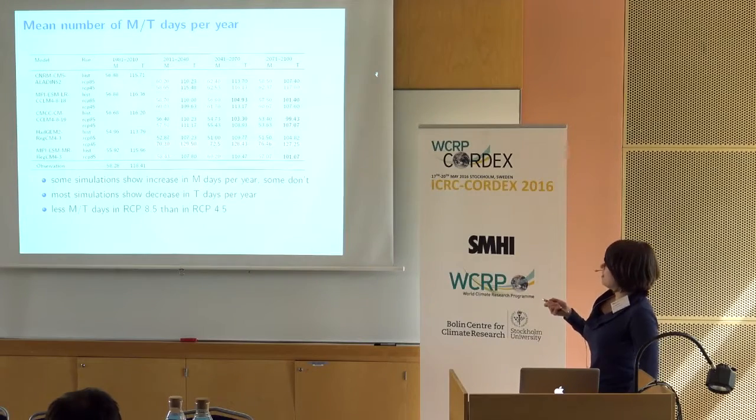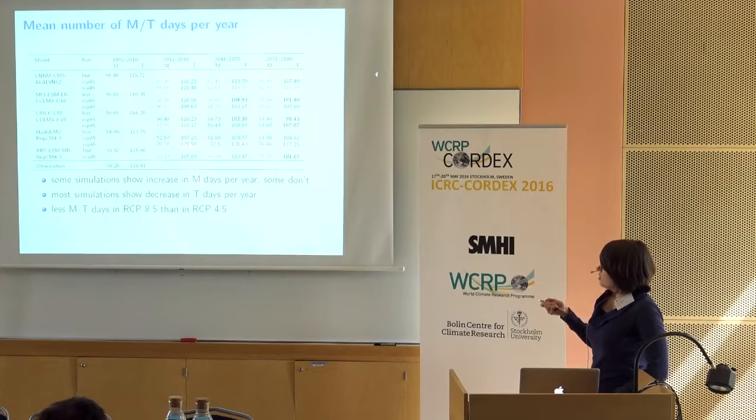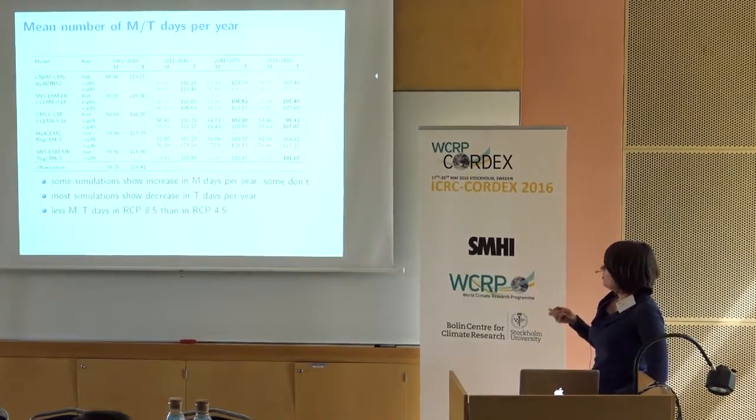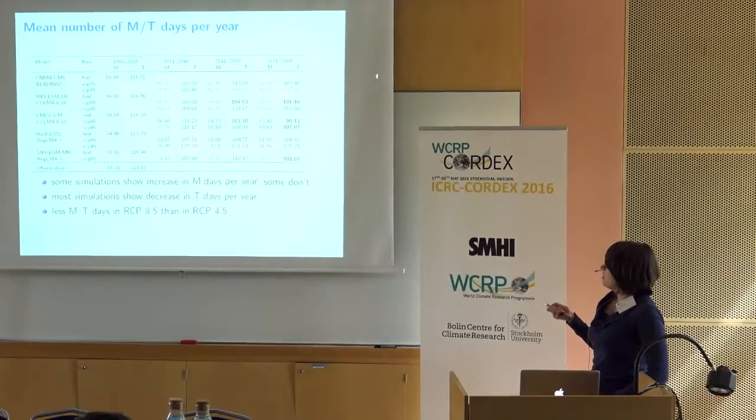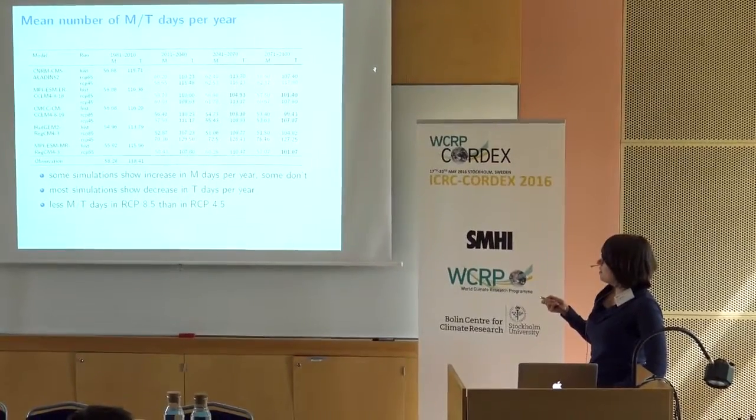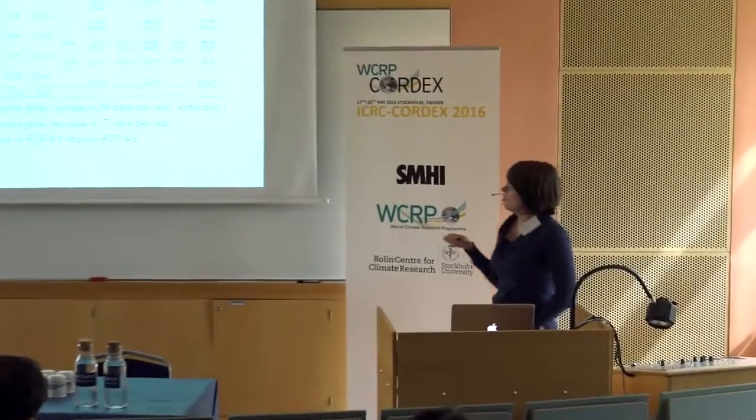So we can see that most models agree on fewer Tramontane days in the 21st century, but for Mistral it's a little different. Some show an increase and some show a decrease, but all models show that the numbers in the 4.5 run are higher than the numbers in the 8.5 run. So we expect fewer Mistral and Tramontane days in 8.5 than 4.5.